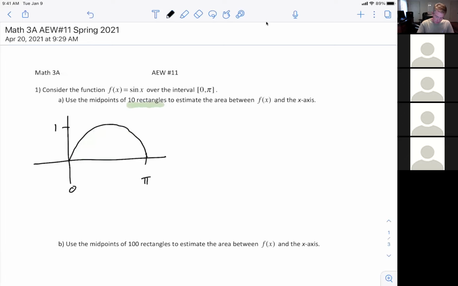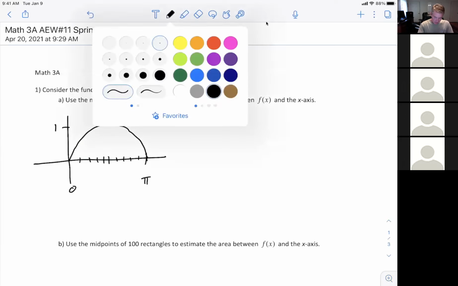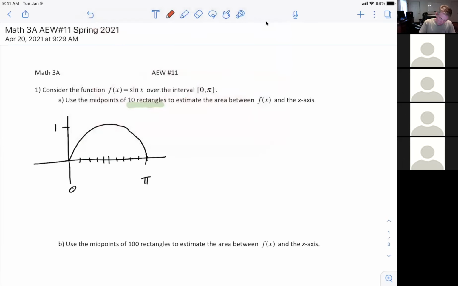So we take this interval and divide it into tenths. So let me see, that would be the halfway point. So 1, 2, 3, 4, 5, 6, 7, 8, 9, and then the last one would be at pi. And then the idea is you use a rectangle. So you start this interval right here, and then you start building up a rectangle.